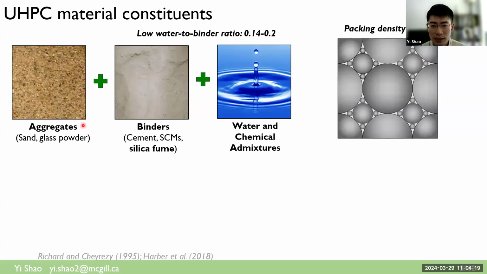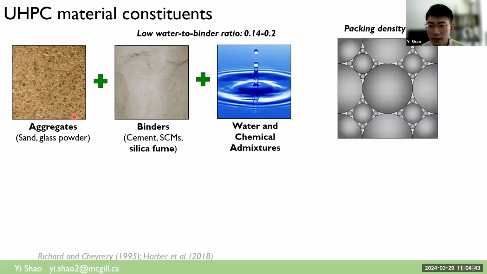First, UHPC typically does not include coarse aggregates, although there is some recent research trying to reintroduce coarse aggregates. But most UHPC materials do not have coarse aggregates, in order to avoid the weak interface or transition zone between the coarse aggregates and the matrix. So that's the first key difference.